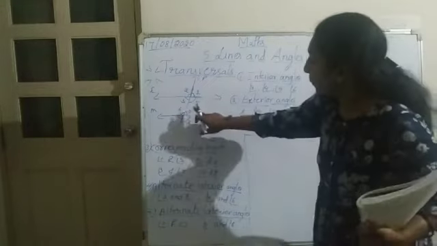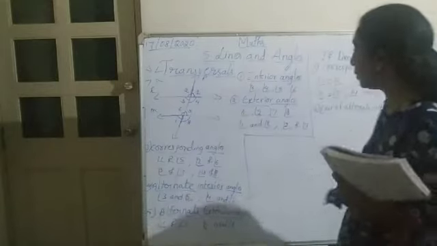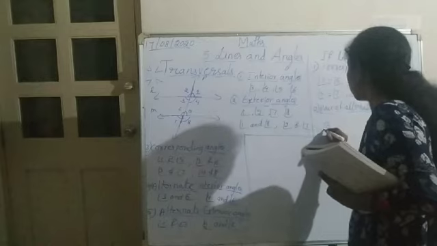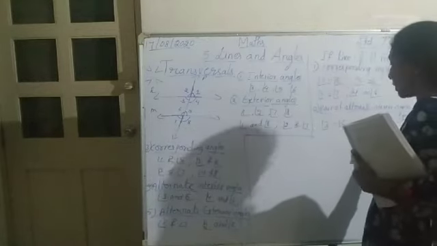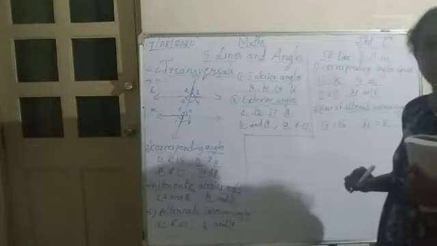Okay, so this means angle 3 is equal to angle 5 and angle 4 is also equal to angle 6. So here also 3 and 5 I have written. So angle 3 is equal to angle 5. In the same way angle 4 is equal to angle 6. Okay, so this is how we will do.